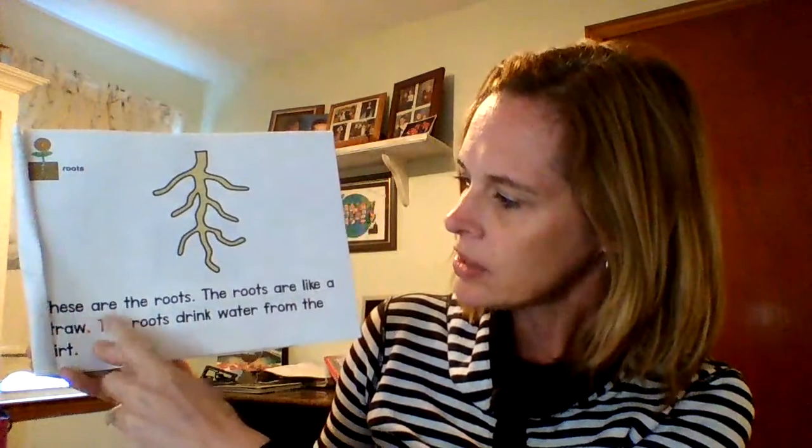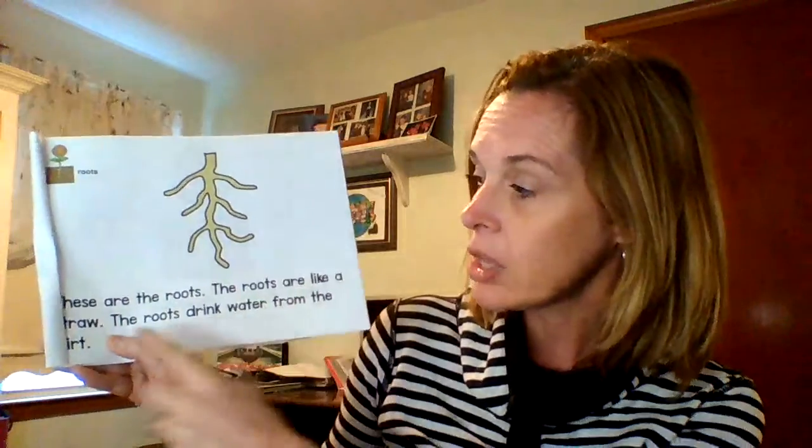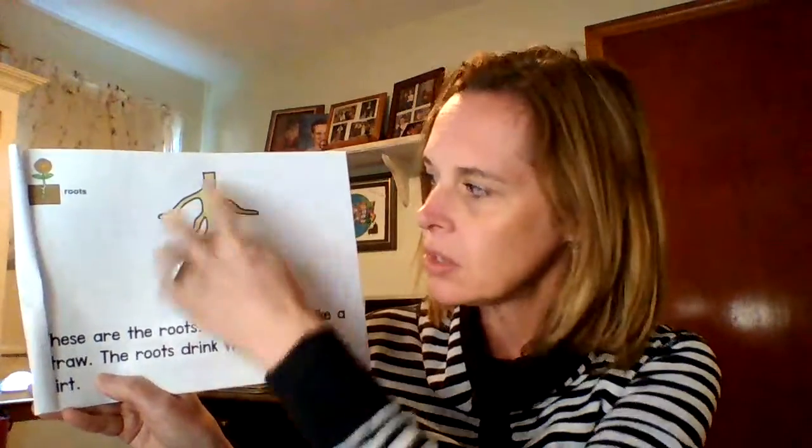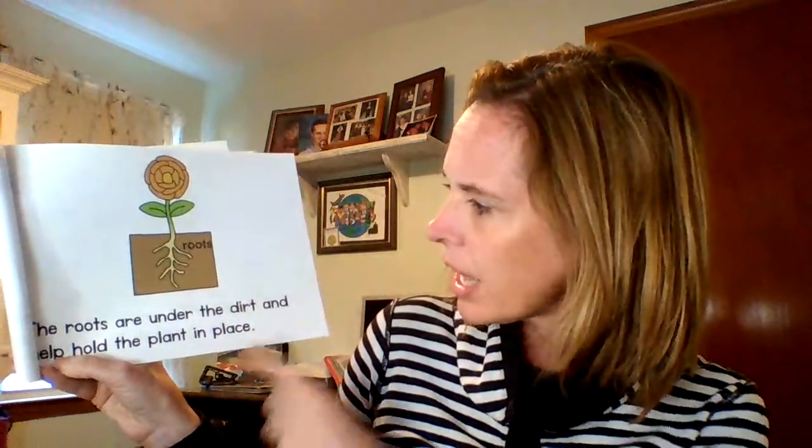Roots. These are the roots. The roots are like a straw. The roots drink water from the dirt. So that's kind of neat. The roots are down in the dirt and they're like a straw, soaking up the water from the rain into the rest of the plant from the dirt. The roots are under the dirt and help hold the plant in place. Did you see how I went back and I did it rereading because I skipped a word? So these roots are under the dirt and they hold the plant. So they're like a straw sucking up water, and they're also holding onto the dirt so that the plant doesn't blow away. It holds it into the ground. So they have two jobs.